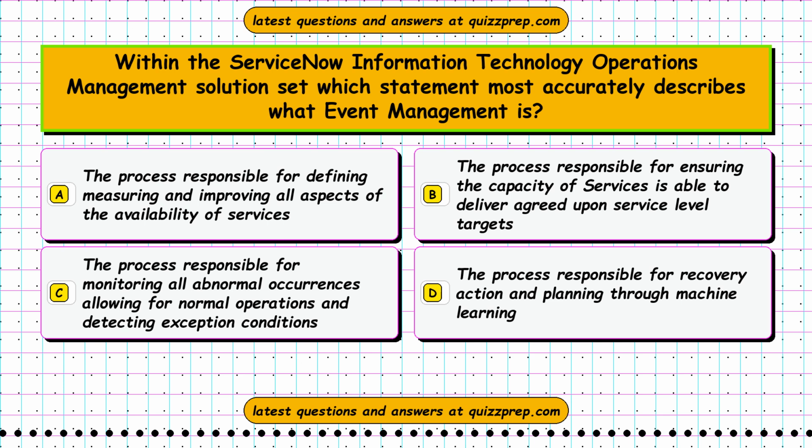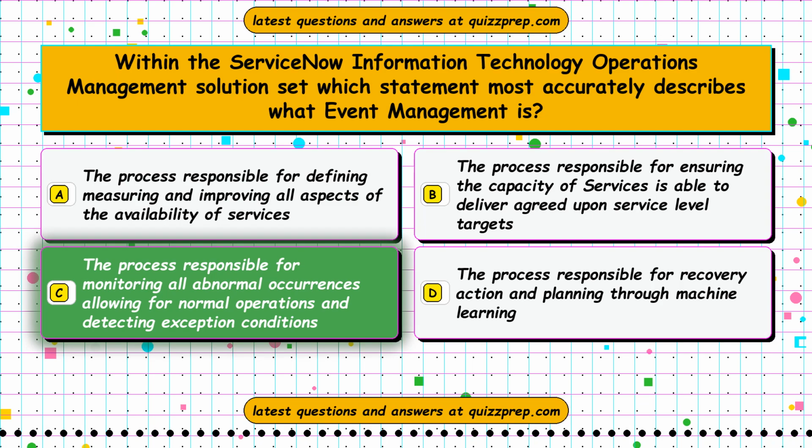Question 54. Within the ServiceNow Information Technology Operations Management solution set, which statement most accurately describes what event management is? Option A. The process responsible for defining, measuring, and improving all aspects of the availability of services. Option B. The process responsible for ensuring the capacity of services is able to deliver agreed upon service level targets. Option C. The process responsible for monitoring all abnormal occurrences, allowing for normal operations and detecting exception conditions. Option D. The process responsible for recovery action and planning through machine learning.